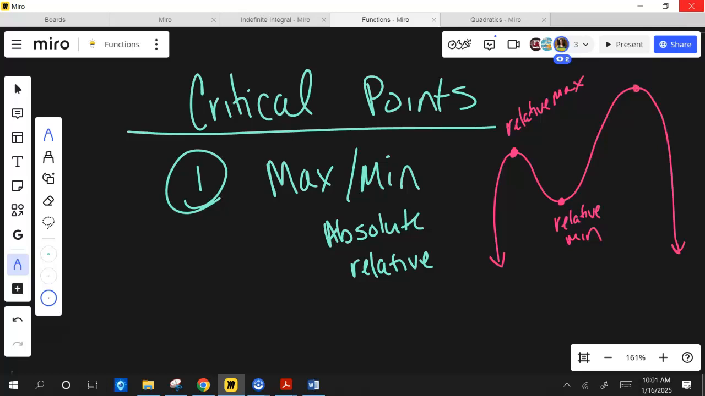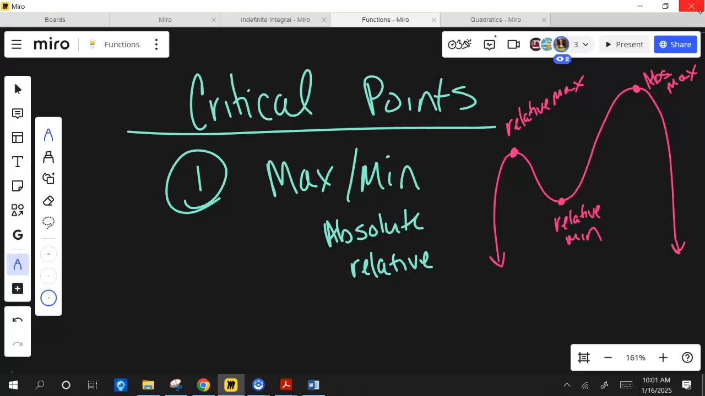How about this point? Absolute max. I could still call it a relative max because by definition it's still a high point within that area, but it's also the absolute. It's kind of like a square is a rectangle, but a rectangle is not a square. So it's still a relative, but it's also an absolute. So we call it the absolute.